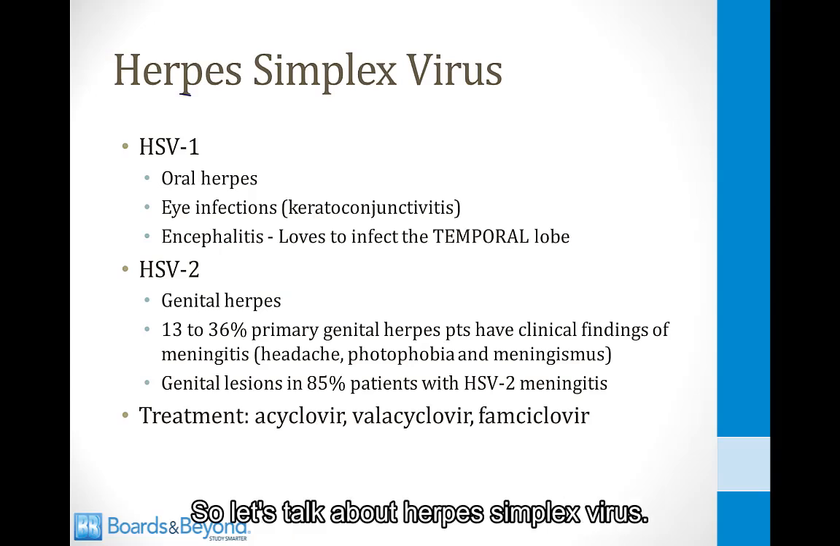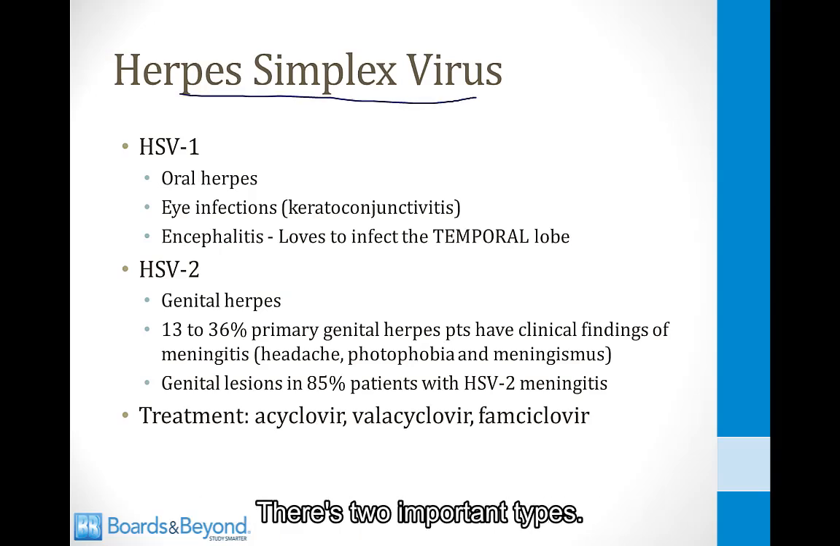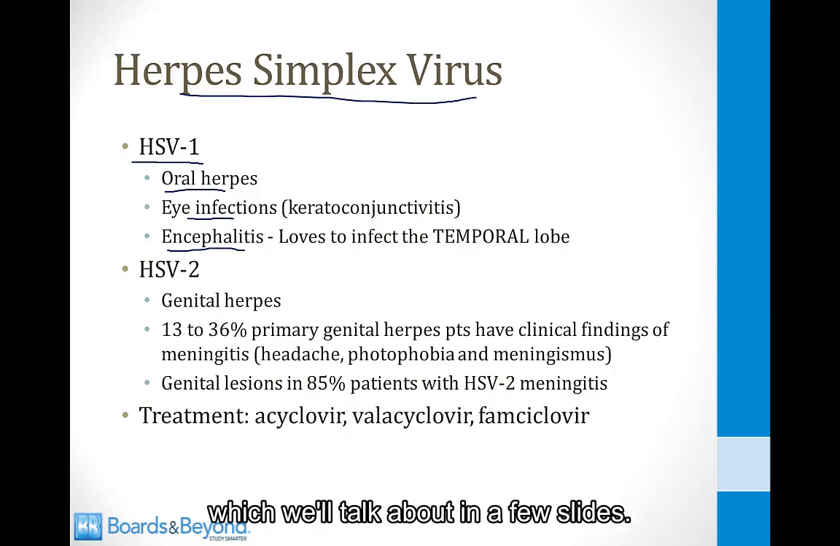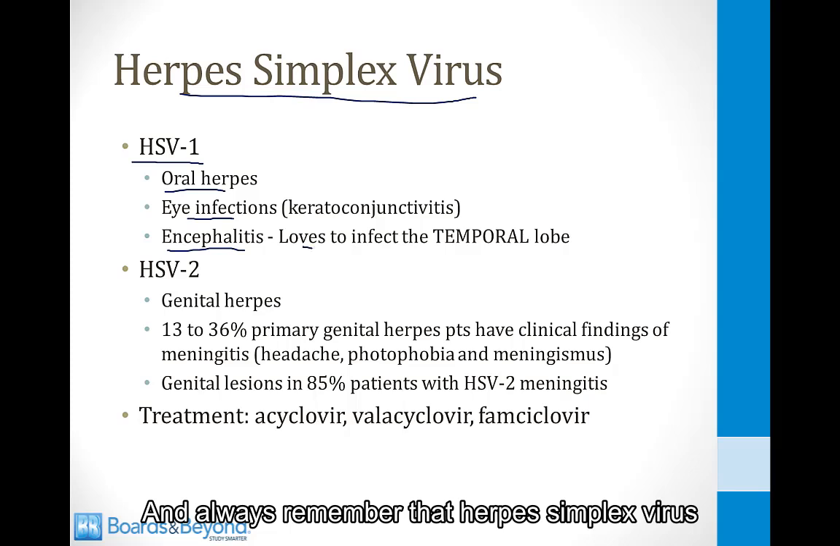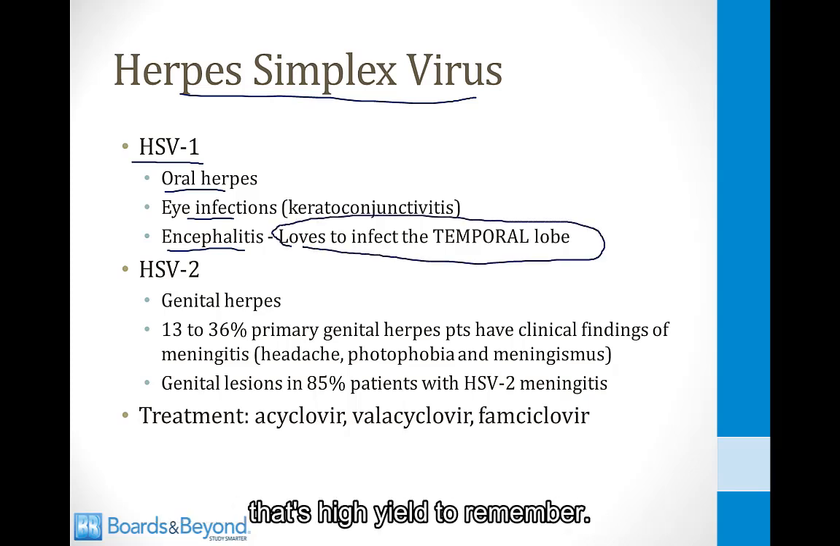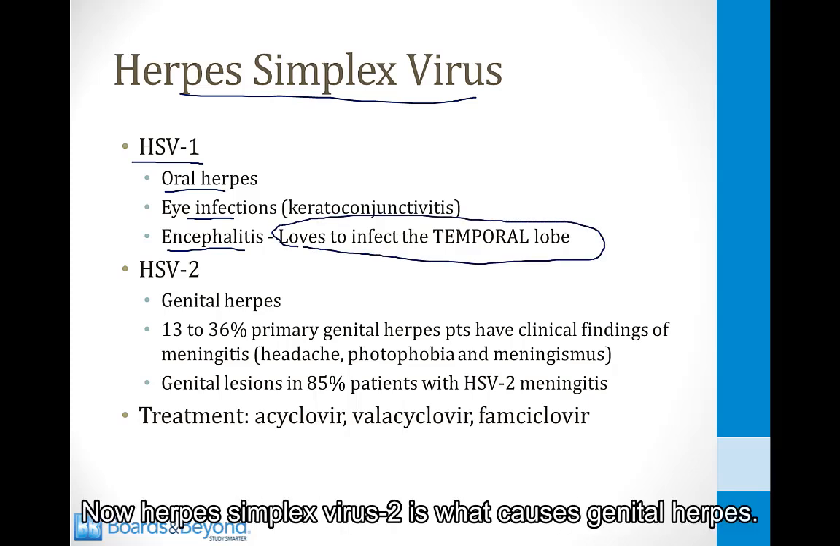So let's talk about herpes simplex virus. There are two important types. The first one is called HSV1, and this is what causes oral herpes, and it can also cause eye infections like keratoconjunctivitis. It also can cause encephalitis, which we'll talk about in a few slides. And always remember that herpes simplex virus loves to infect the temporal lobe. That's high yield to remember. Now, herpes simplex virus 2 is what causes genital herpes.